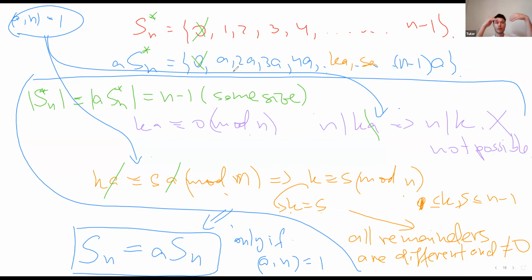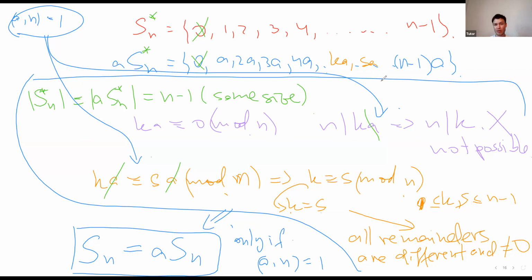What is the proof? The proof is literally the same proof we had with Fermat, right? You show that none of them is a 0 in here. I cannot have any zeros in here, right? Because n doesn't divide k, so n cannot divide ka, so this cannot happen. You cannot have any 0.